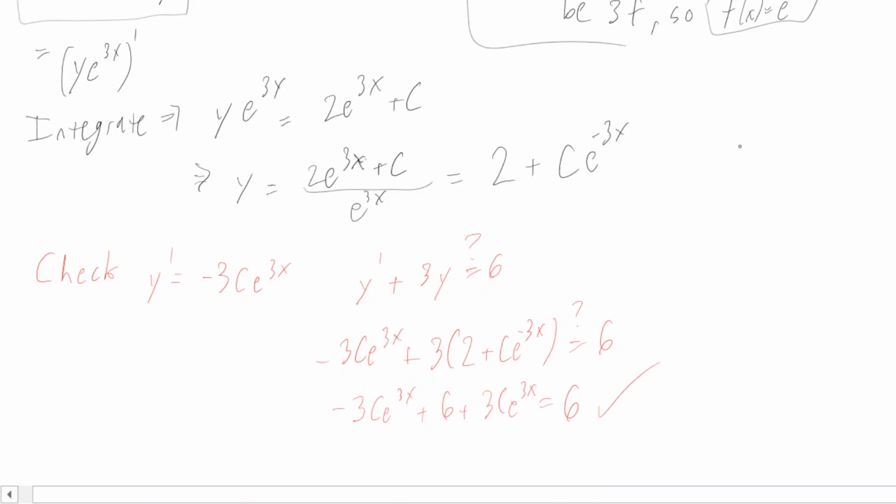And we might have initial conditions. So say they tell us y of 0 equals 5. Then we just solve for c and we get c is 3. And that would give us a particular solution as opposed to the general solution that we just had.